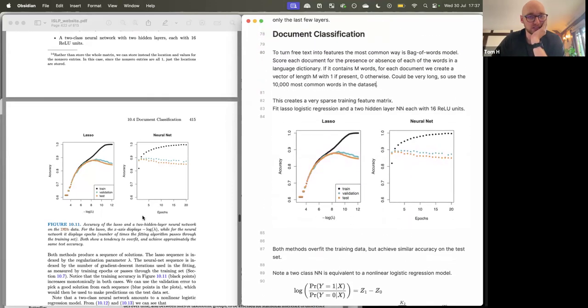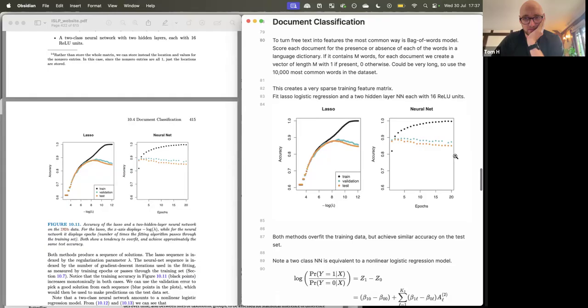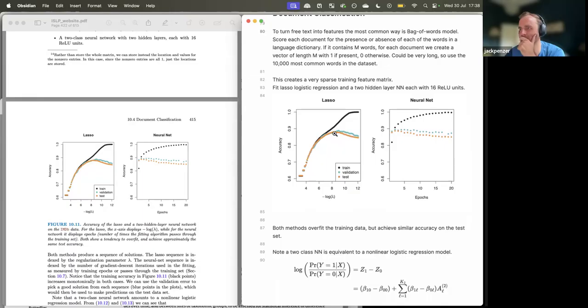Yeah, and you see that we get pretty good accuracy. I'd say similar accuracy actually between lasso and logistic regression and your neural network here. The comment is that both methods overfit the training data, but then achieve similar accuracy on the test set. Which again is quite cool to see that logistic regression was so good. I guess I said this last week. I was surprised at performance.